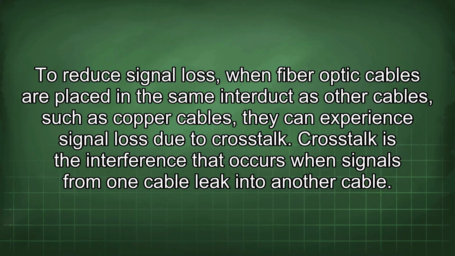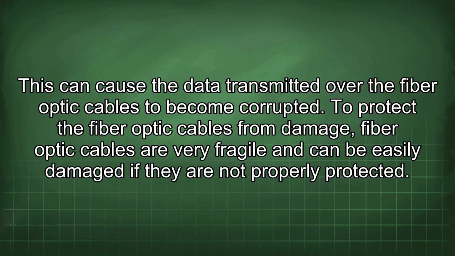To reduce signal loss: when fiber optic cables are placed in the same interduct as other cables, such as copper cables, they can experience signal loss due to crosstalk. Crosstalk is the interference that occurs when signals from one cable leak into another cable. This can cause the data transmitted over the fiber optic cables to become corrupted.